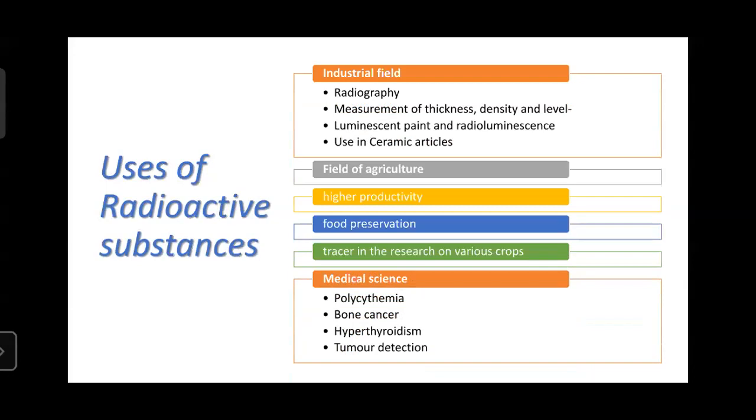Next, the question: uses of radioactive substances. First, the industrial field: radiography, measurement of thickness, density and level, luminescent paint and radioluminescence, use in ceramic articles. Next is the field of agriculture. In the agricultural field: higher productivity, food preservation, tracer in the research of various crops. Next is the medical field: polycythemia, bone cancer, hyperthyroidism, and tumor detection. In those 3 fields, these radioactive substances are used.